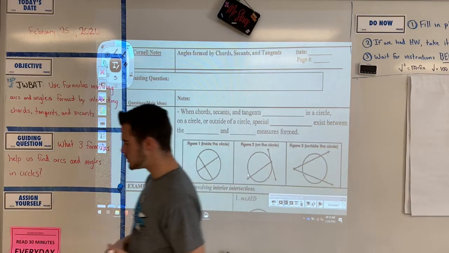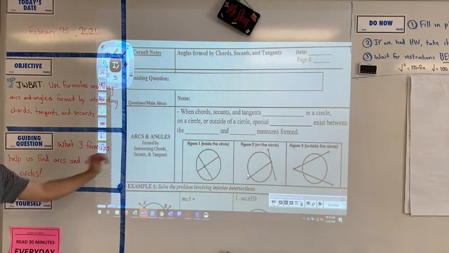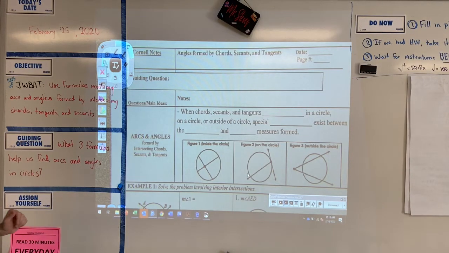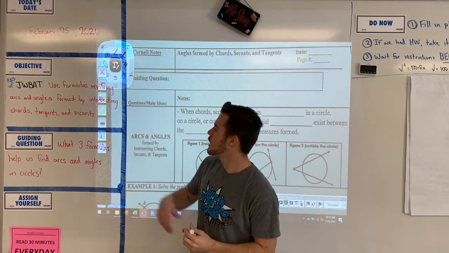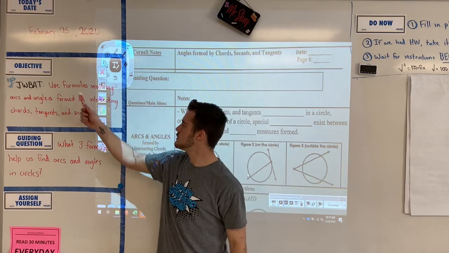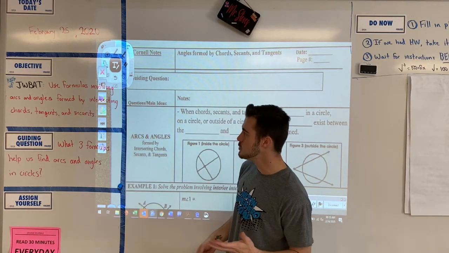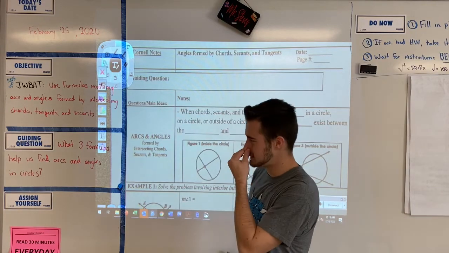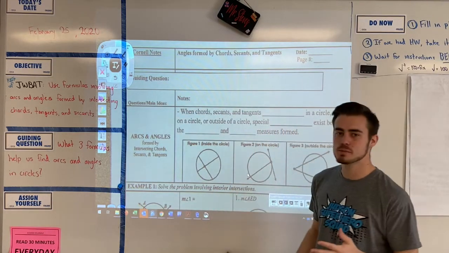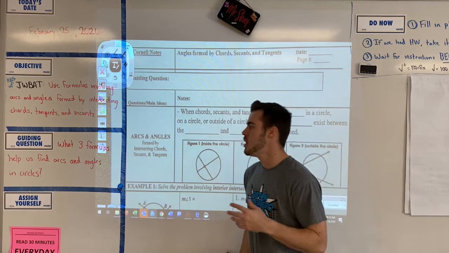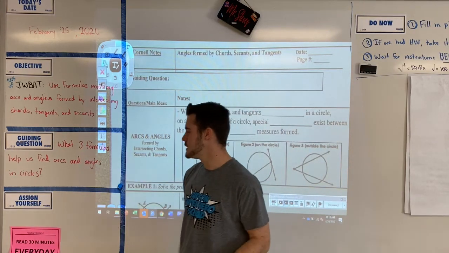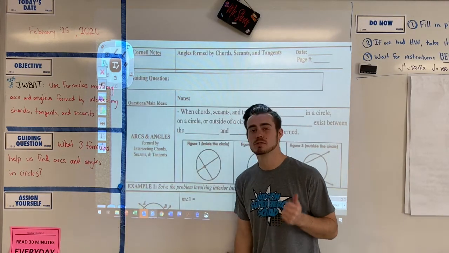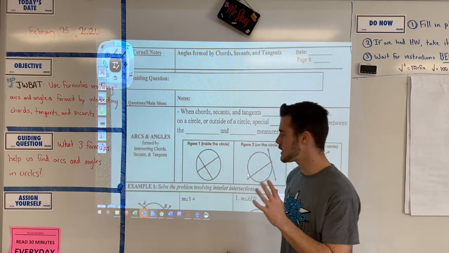So now that we've done our do now, we can start transitioning into our notes. Now, I'm going to make a note over here. Our objective is we're going to be using formulas that involve arcs and angles formed by the intersecting chords, tangents, and secants. And that's going to give us angle measurements and arc measurements. Our guiding question is what 3 formulas help us find arcs and angles in circles? And that's what we're going to be talking about.